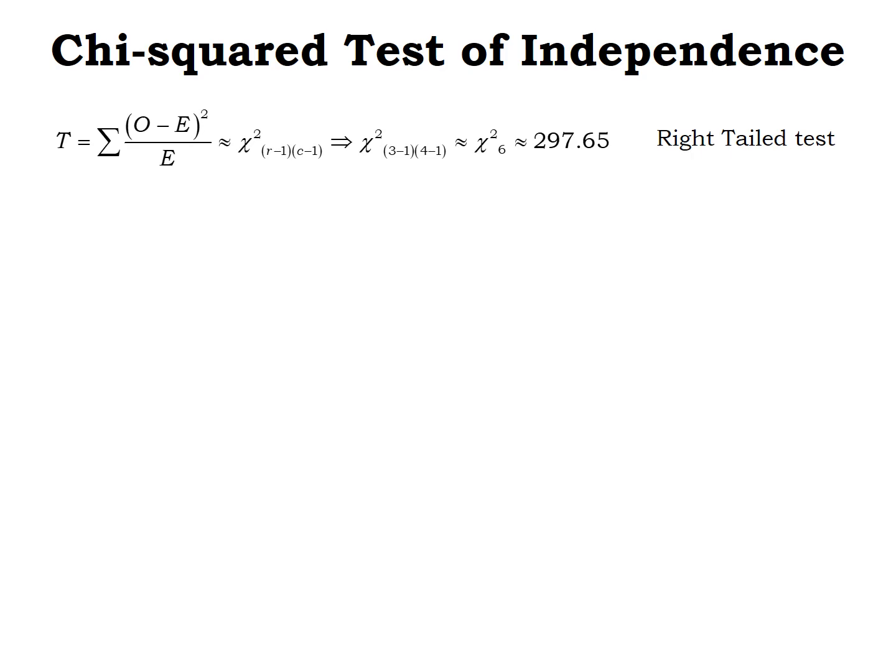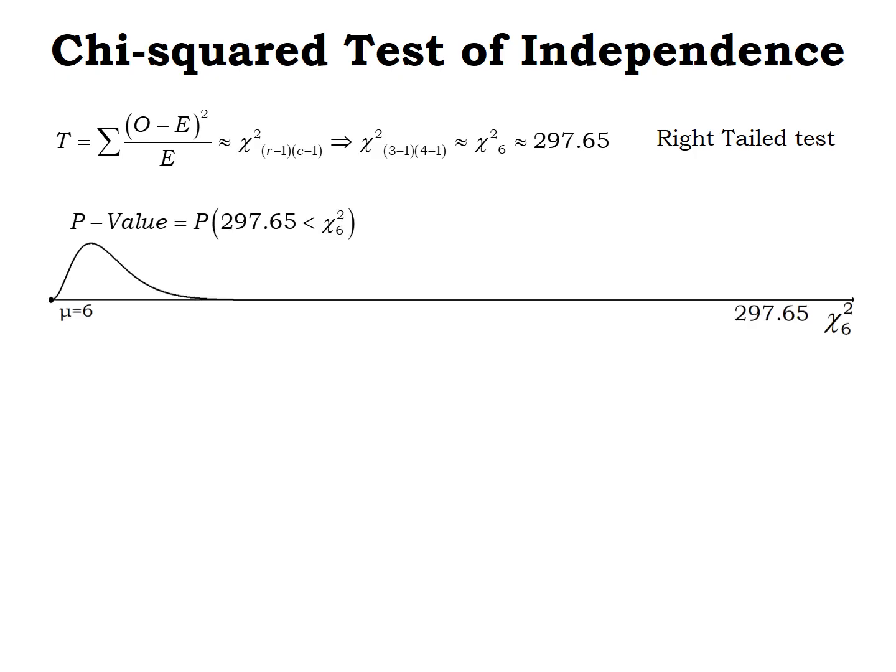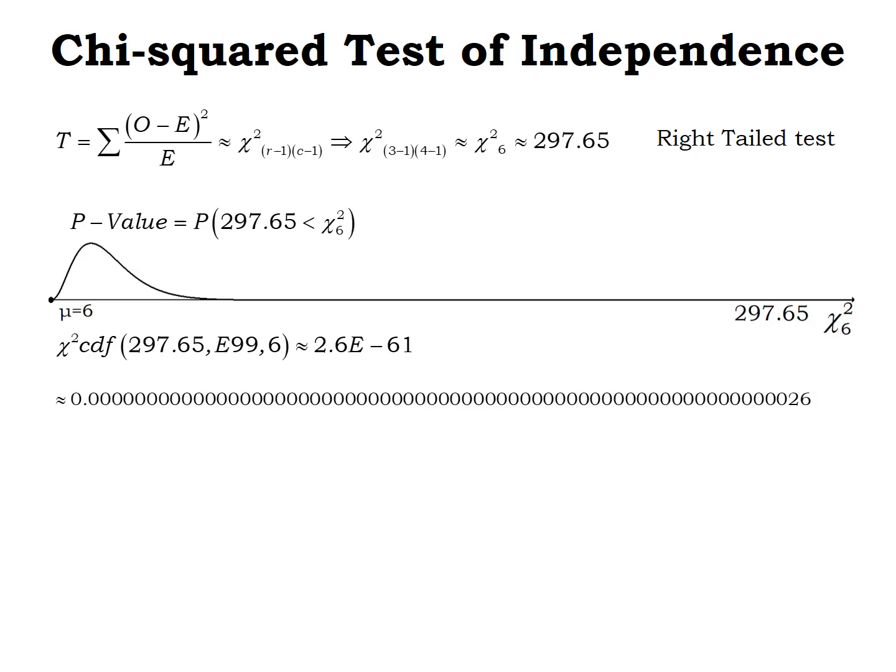Now that we have our test statistic, it's time to calculate our p-value. So we need the probability of getting 297.65 or higher for our chi-squared score. Remember, the chi-squared with 6 degrees of freedom has a mean of 6, so 297 is way over to the right side of the world. So it's not a surprise that our p-value here turns out to be tiny. Remember, 2.6 times e to the negative 61st is 2.6 times 10 to the negative 61st power, or in other words, 0.00 and 60 zeros later, a 2.6.